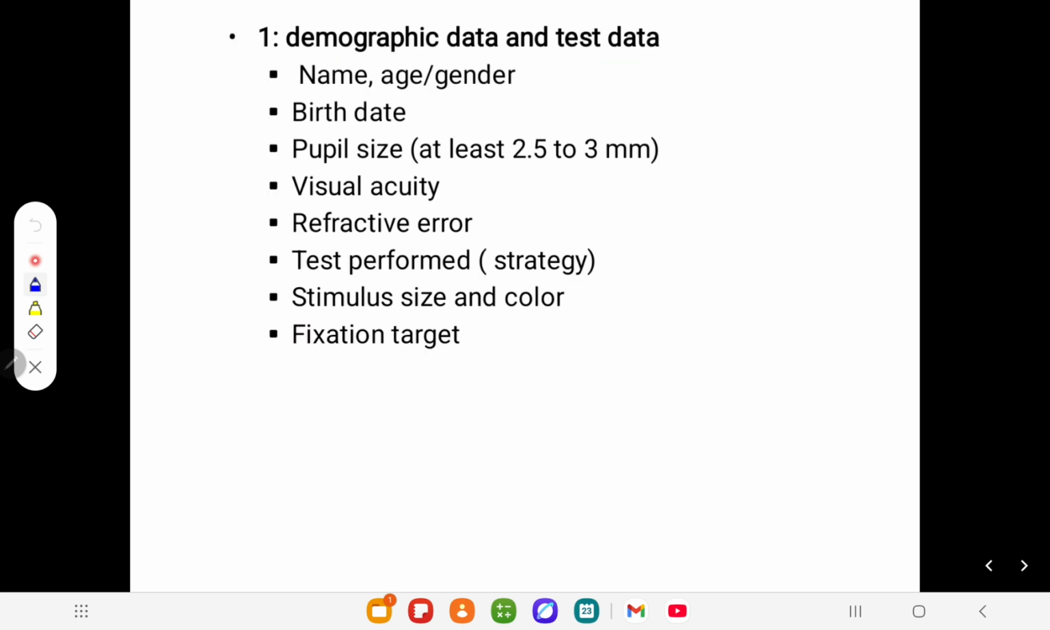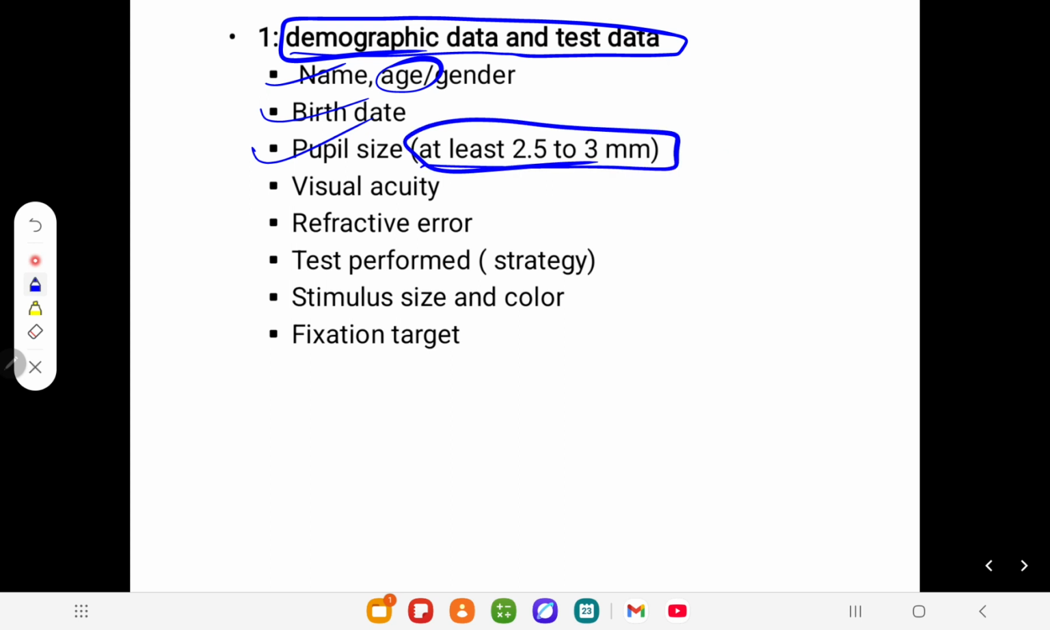Okay, so let's discuss the first thing, the normative data and the test data. It's very important that you understand these things. See, name, age, and gender are very important. The age and gender we will definitely talk about, and we need the name, isn't it? Date of birth is very important, which definitely correlates with the age of the patient and the normative data eventually. And pupil size is very important, at least 2.5 to 3 mm, not below 2 mm, and we will definitely discuss it.